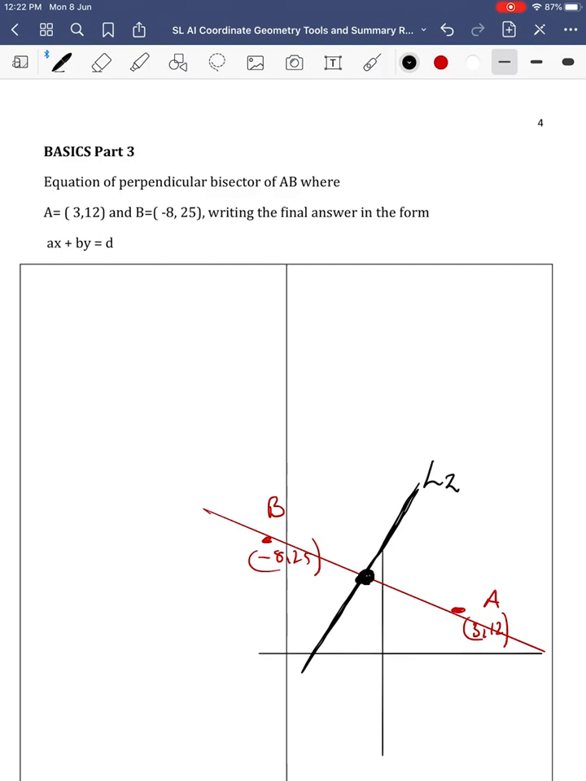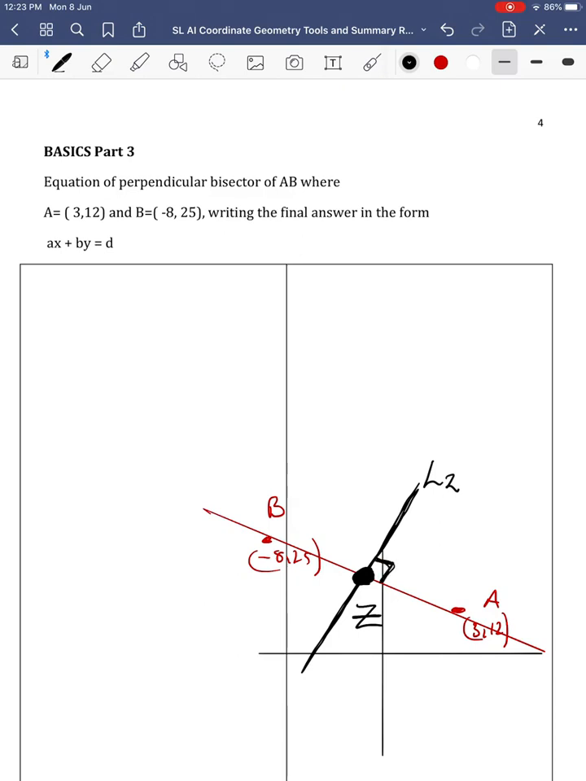I'm going to call this intersection point, the midpoint, Z. I'm not going to call it M, because M kind of deals with gradients, okay? And I'm not going to try and confuse myself with M's. And that's pretty much it. There's 90 degrees here.